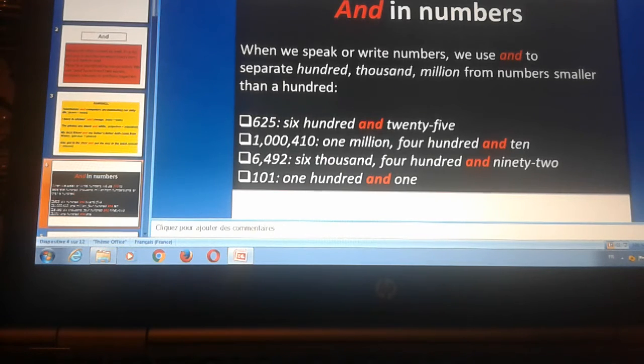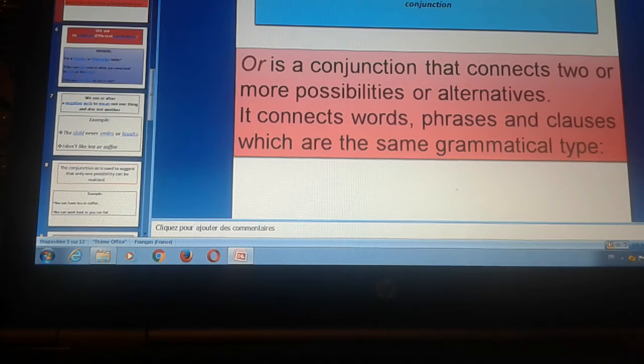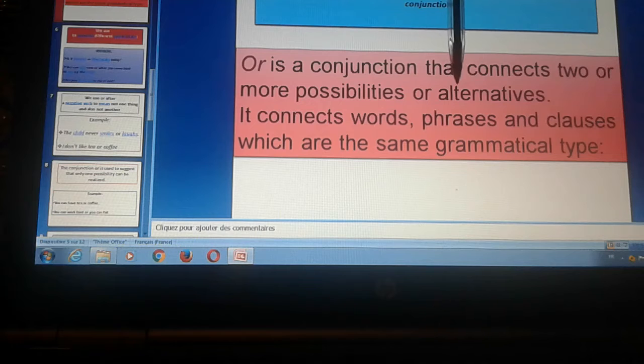Okay. Now let's move to see another conjunction, or. So or is a conjunction that connects two or more possibilities or alternatives. It connects words, phrases, and clauses which are the same grammatical type. Okay, to make this more clear, I'm going to give you some examples.